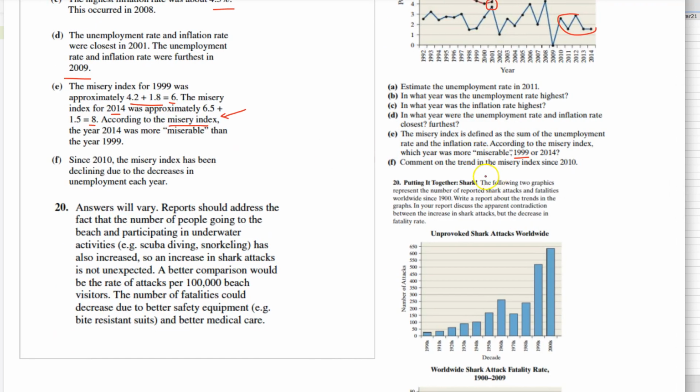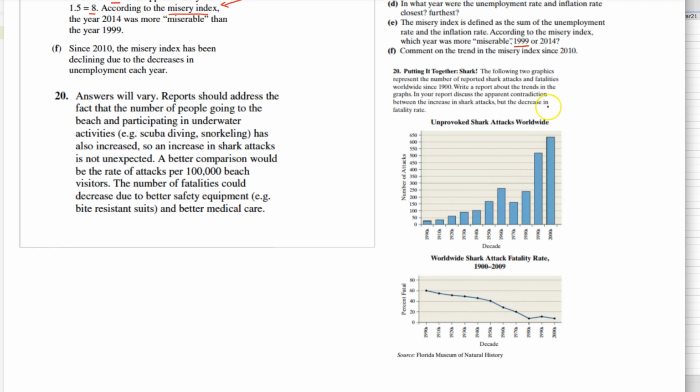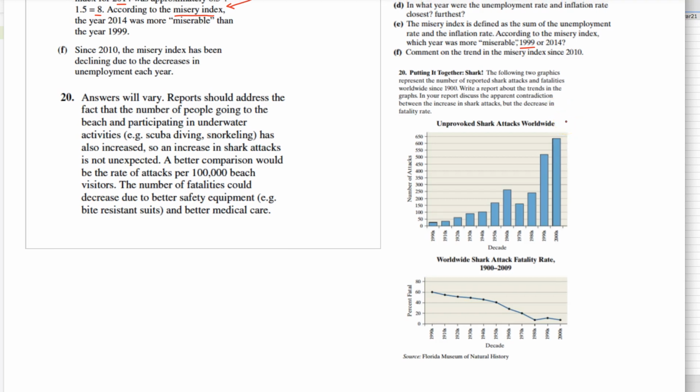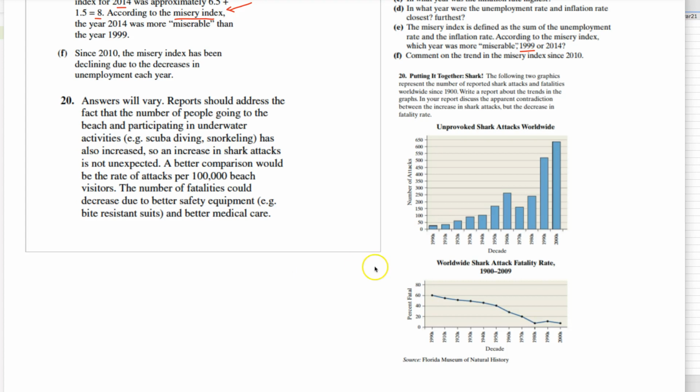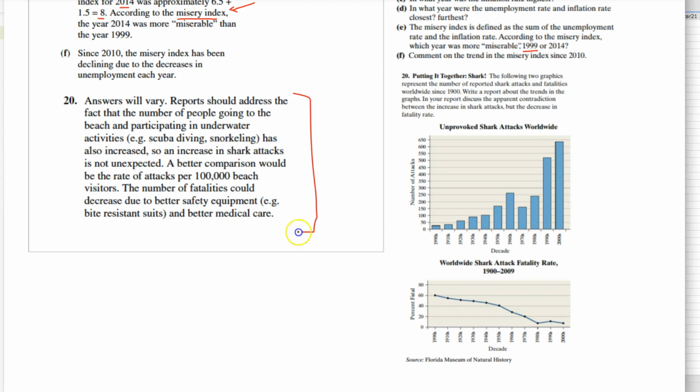Number 20, putting it together here. Here's another bar graph and a time series graph, looking at the number of shark attacks and fatalities worldwide. Write a simple report explaining the trends. Here's a sample report for that, looking at the patterns here. Again, discuss the apparent contradiction between the increase in shark attacks but the decrease in fatality rate.